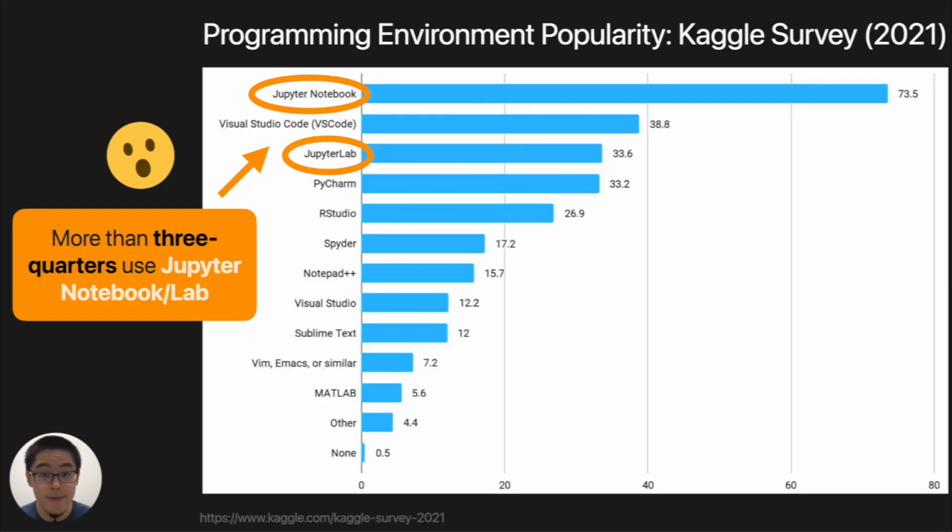Over the recent years, we have seen a booming of the field of data science. According to a Kaggle survey in 2021, computational notebooks such as Jupyter Notebook and JupyterLab have become the most popular programming environments among data scientists. Actually, more than three-quarters of the surveyed data scientists use those tools.